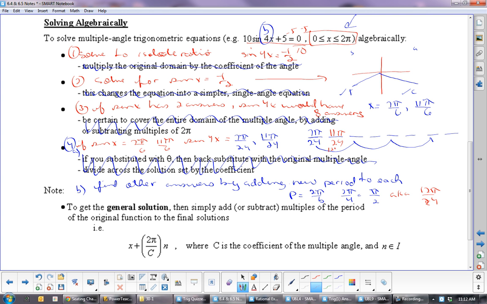So I'm just going to write this here, 12 pi over 24, 12 pi over 24, 12 pi over 24. So I'm just going to work with 7 pi over 24 right now, plus 12 pi over 24 would give me 19 pi over 24. And then I'm going to add 12 pi to that one, gives me 31 pi over 24. And then I'll add 12 to that, and I will get 43 pi over 24.